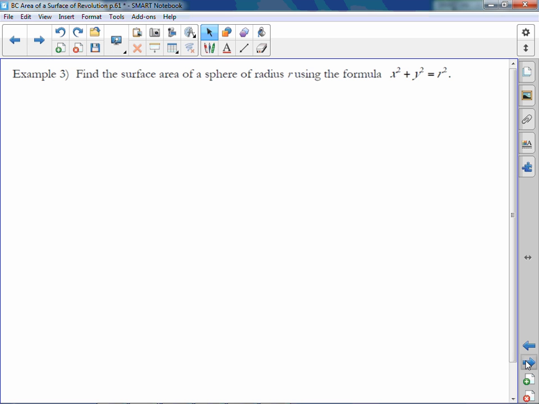I tell you what, I'll set this one up for you. And then I hope that you have all the work already done in your packet. And so I'm not going to work this one out, but I just want to explain to you why we set it up the way that we set it up. We want to find the surface area of a sphere. So we start out with our 2 pi. Now, the radius of the sphere is r. And because it is revolving, we're actually going to go from negative r to r.